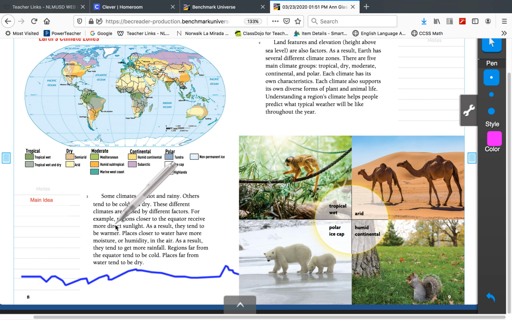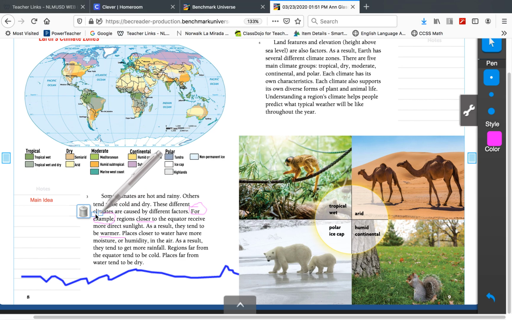For example, regions closer to the equator receive more direct sunlight. As a result, they tend to be warmer. So those are comparative words. Closer, warmer, comparing two things. Also, I saw a for example in here. For example. So descriptive text often gives us examples.